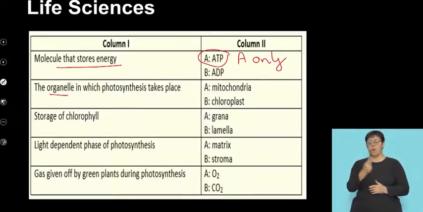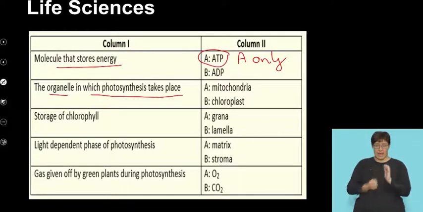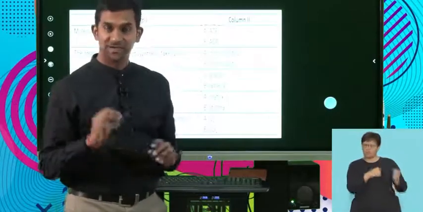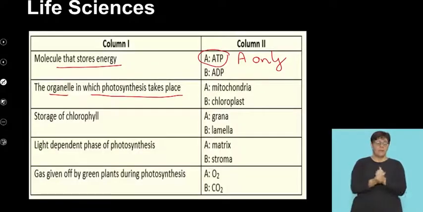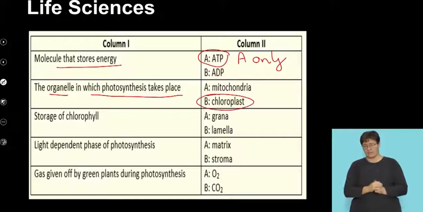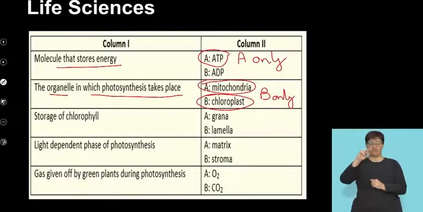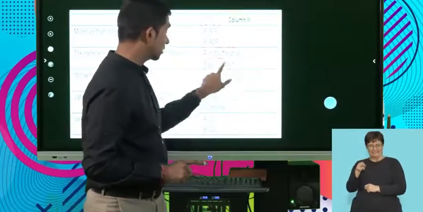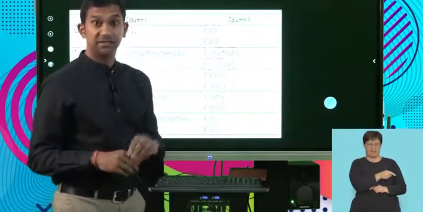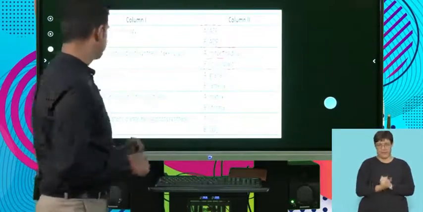The organelle in which photosynthesis takes place. That's an easy one, guys. We've been discussing photosynthesis. We've looked at the structure. And so the organelle in which photosynthesis takes place is the chloroplast. So it's B only. And if you cannot remember, respiration happens in the mitochondria. Also an important process, but in this case, it is not the organelle that photosynthesis takes place in.